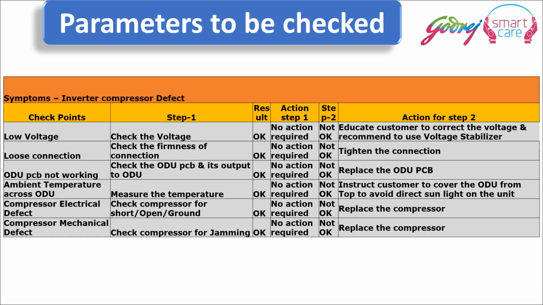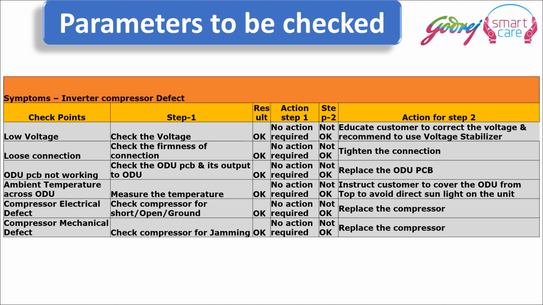Now some of the parameters to be checked. In case of low voltage, we have to check the voltage. If the voltage is proper, then there is no action required. If there is a problem in the voltage, we have to educate the customer to correct the voltage and recommend using a voltage stabilizer. In case of loose connections, first of all we have to ensure the firmness of the connections, and if there is a problem in the connection, we have to tighten the connections.